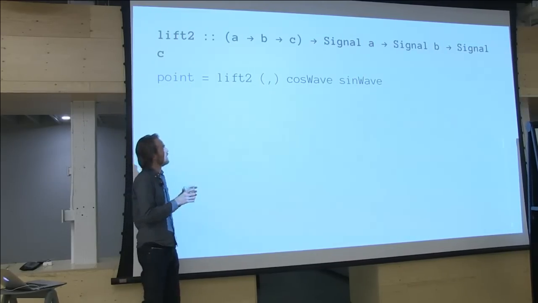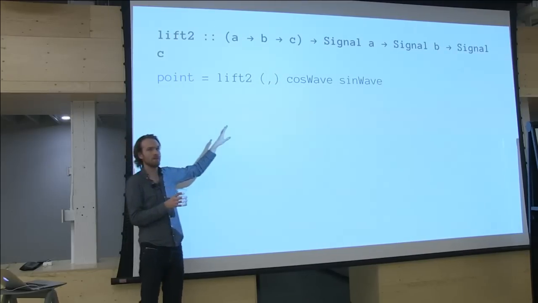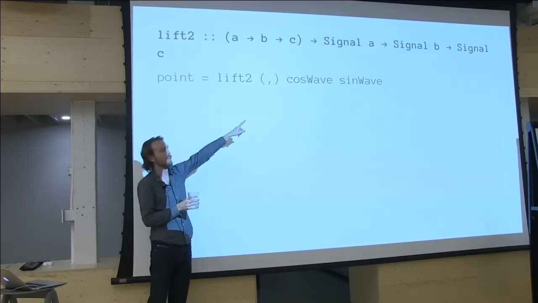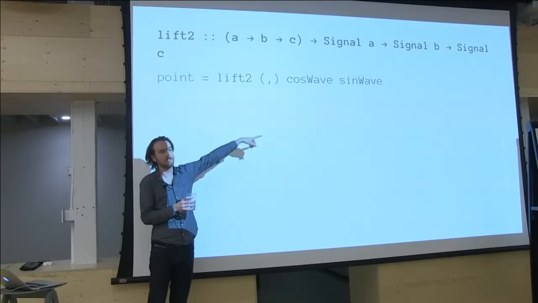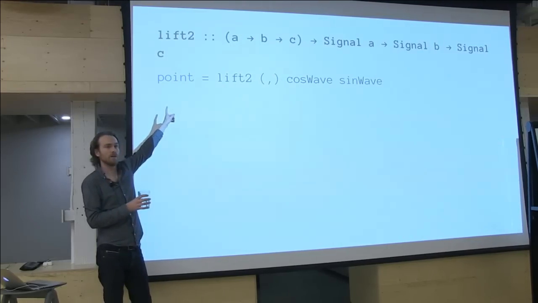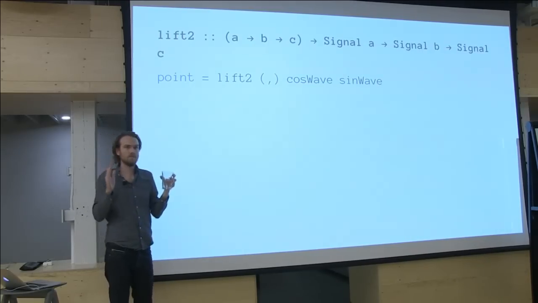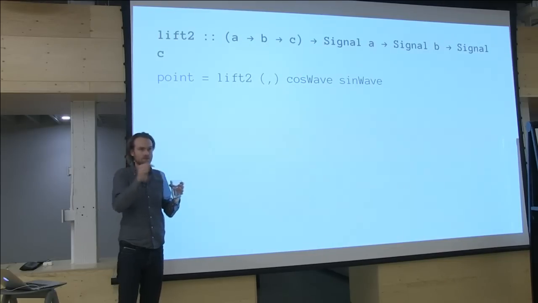So lift2 with, let's call that the pair function, and you give it the cosWave signal from before and some other sineWave signal, and then we get a point, which is then a signal where all of the values of that signal are pairs of numbers.